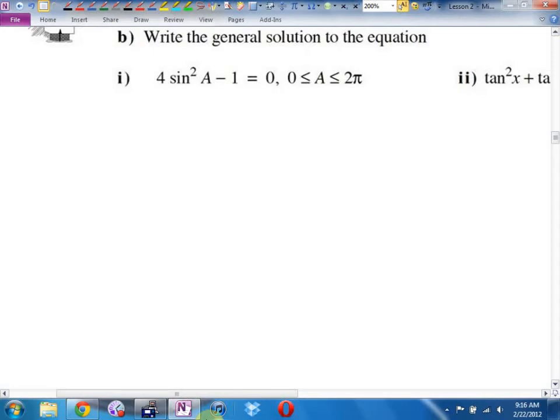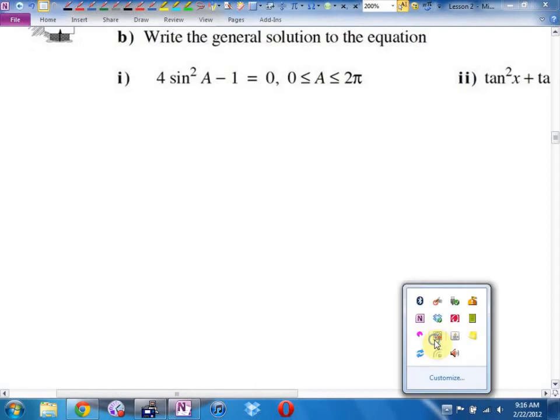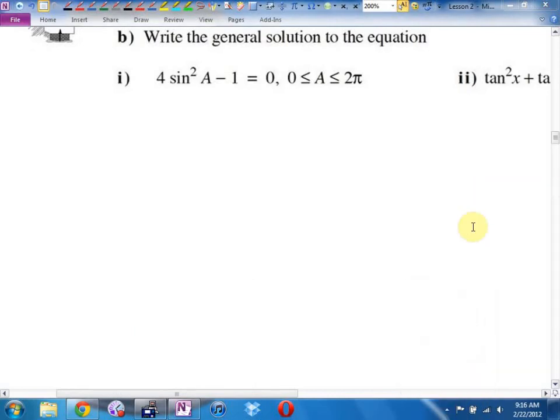Ryan, GCF? Give me one second here. Ryan, GCF? No. How many terms? Two. Minus sign?